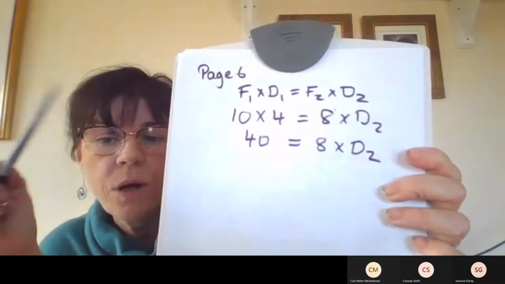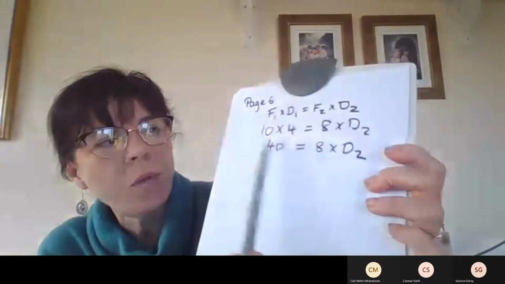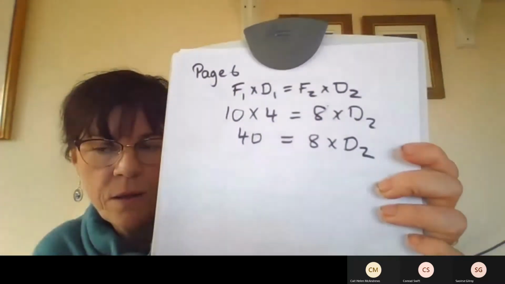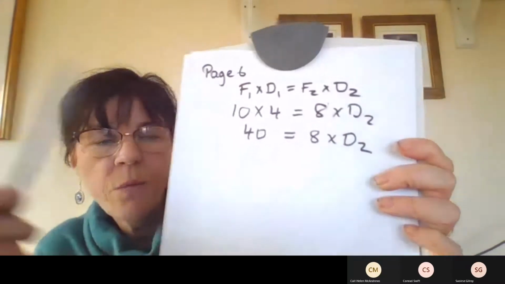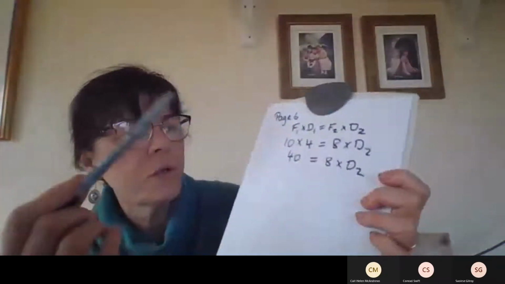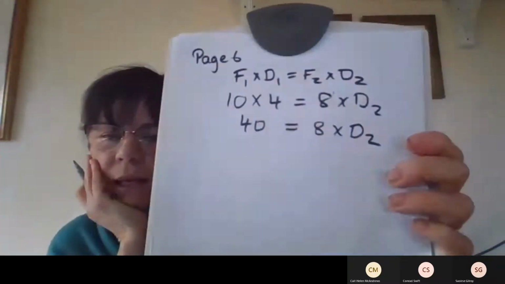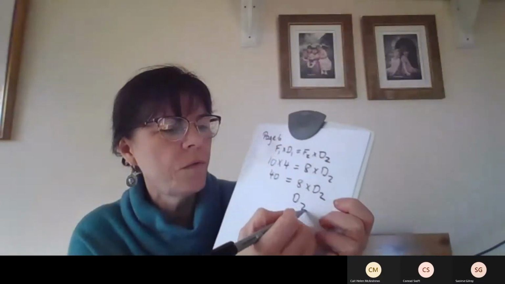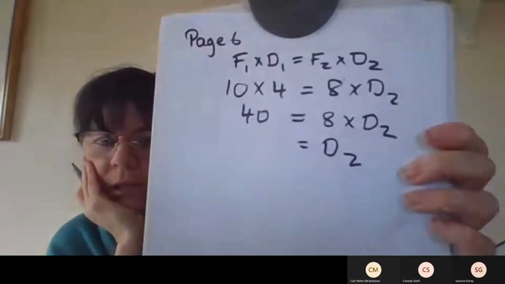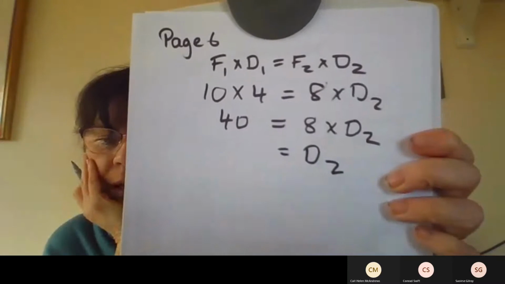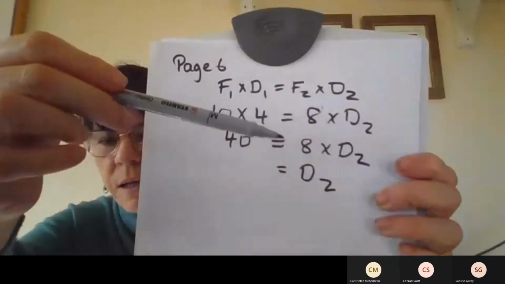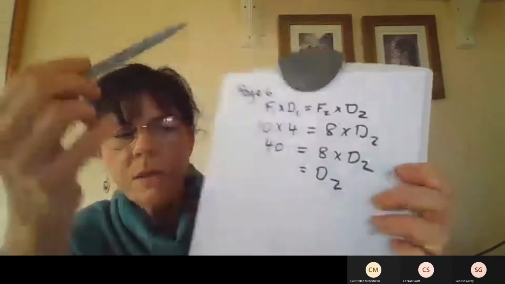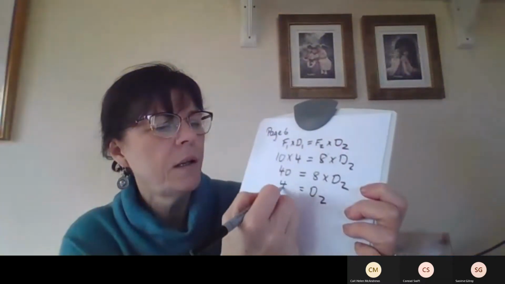And I know you could work out in your head, 8 times what gives you 40? I know you can work that out. Okay, so we know what the answer is going to be, but we want to get D2 on its own. We want to make D2 the subject of the formula. So we need to get rid of the 8. And the rule is the 8 is multiplying on this side. When we bring it across the equal sign, it's going to become divided.